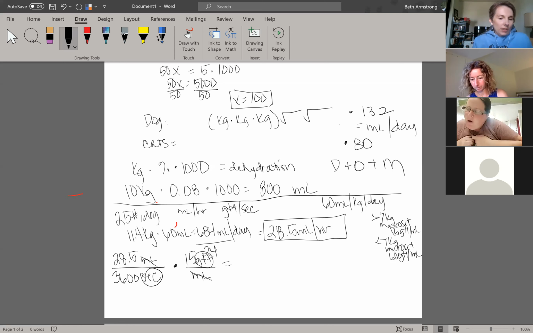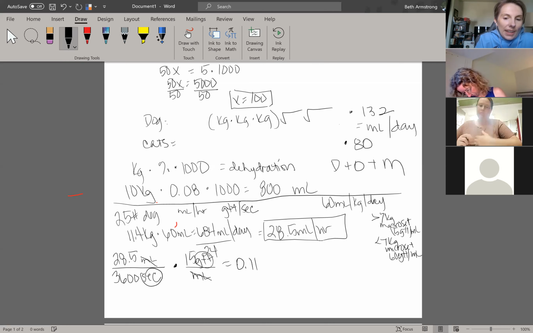So I get 0.1 drop per second. All right, so you have 0.118 drops per second. Some weird thing, right?